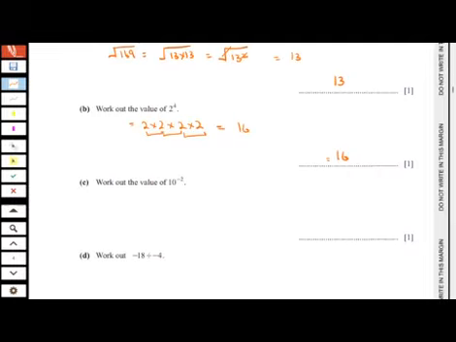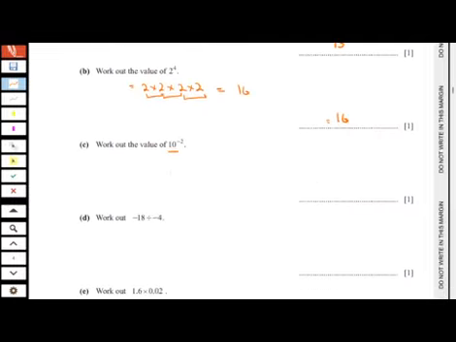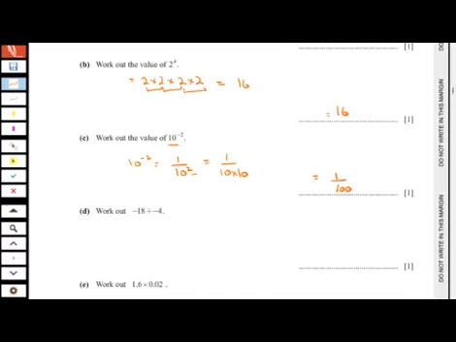Part C, work out the value of 10 raised to the power minus 2. As you can see, the power is negative, so we can write it as 1 divided by 10 to the power 2. The power becomes positive if I take it in a division. Because it's a square, we write 10 times 10. So 1 divided by 10 tens are 100. So the answer is 1 divided by 100.